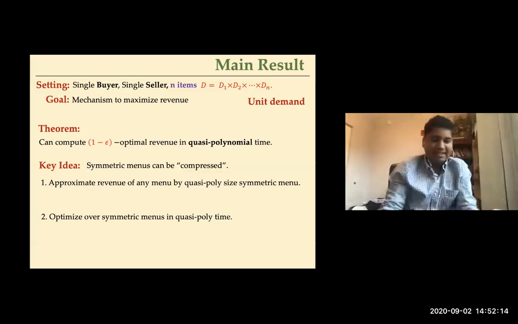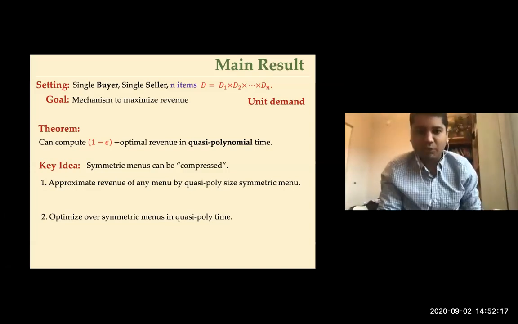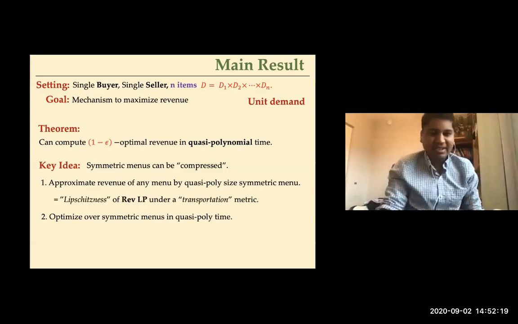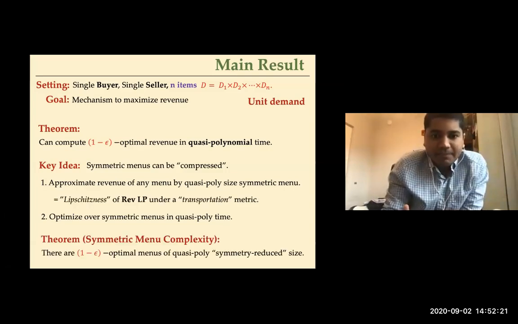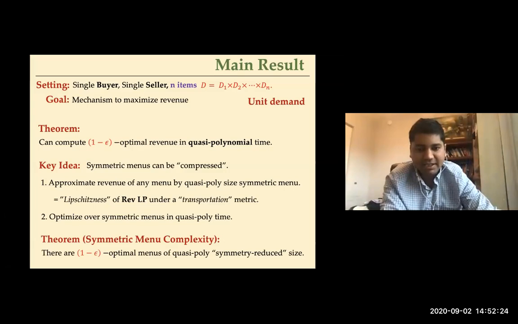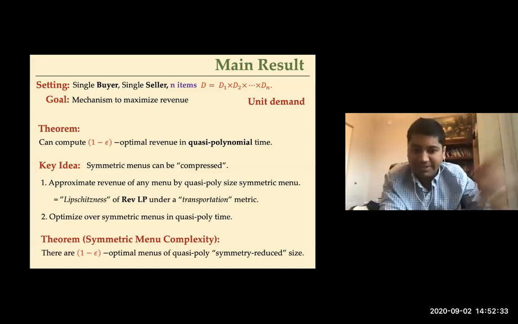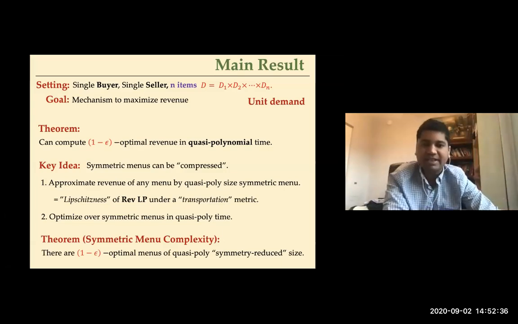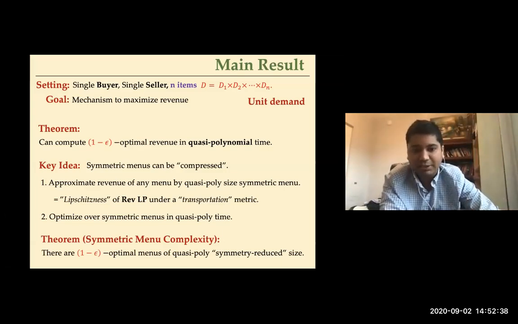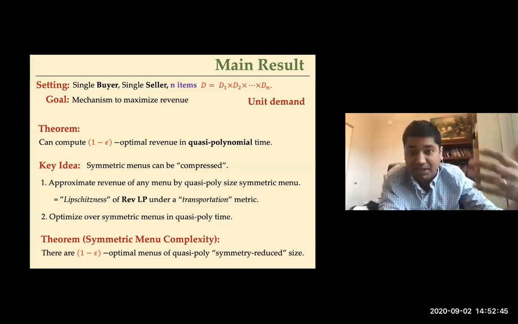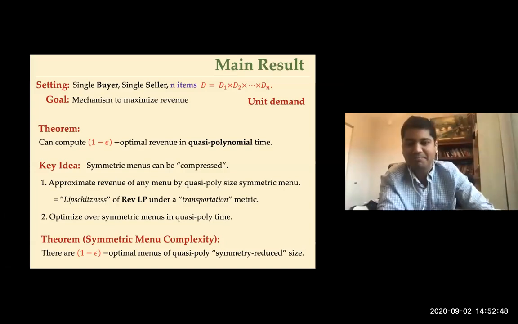Okay. So let me tell you a little bit about how to think about this. And so in some sense, you can in fact abstract out this idea that we have of dealing with symmetric menus as a measure of complexity of a menu. Some way to measure how large a menu is. And you can think of it as one of the main theorems in the result is that we show that there is a quasi-polynomial symmetric menu that gives a 1 minus epsilon approximation to the optimal revenue.